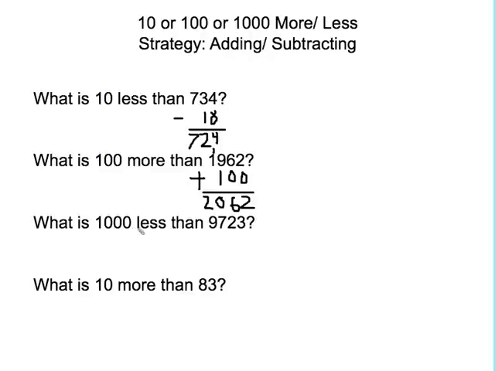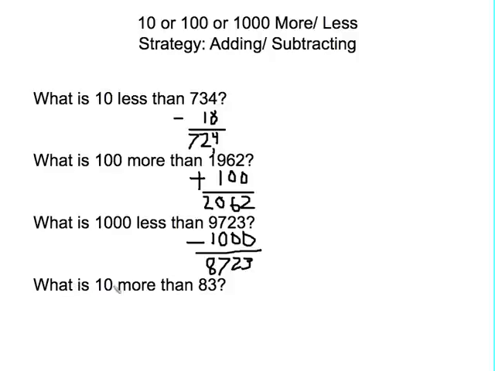For 1,000 less, I'm going to be subtracting because less means subtracting, and I need to make sure that my 1 gets in the thousands place value. Here I have my ones, tens, hundreds, thousands, so the 1 is going to go underneath the 9. Then I have 0 hundreds, 0 tens, 0 ones. 3 minus nothing is 3. 2 minus nothing is 2. 7 minus nothing is 7. And then 9 minus 1 is 8. I figured out that 1,000 less than 9,723 is 8,723.